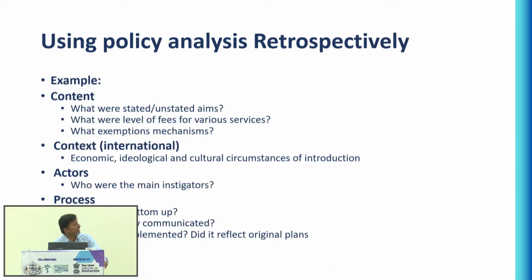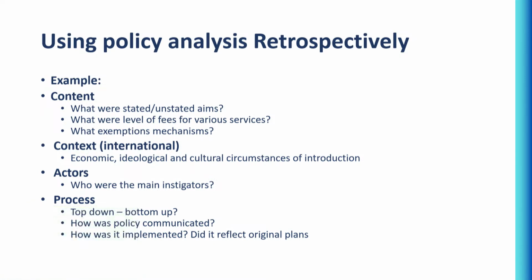Now, using the policy triangle, if you do a retrospective analysis, you can pick any particular policy. You can see if there is a policy around RTA, or a PPM-TB policy, or the digitalization of ASHA, is there a policy document around it, okay? And do a policy analysis, see what the content is saying about it. What were the stated and unstated aims, what were the levels of fees, various services, context, economic, ideological, cultural circumstances, actors, who are the main actors involved in it.